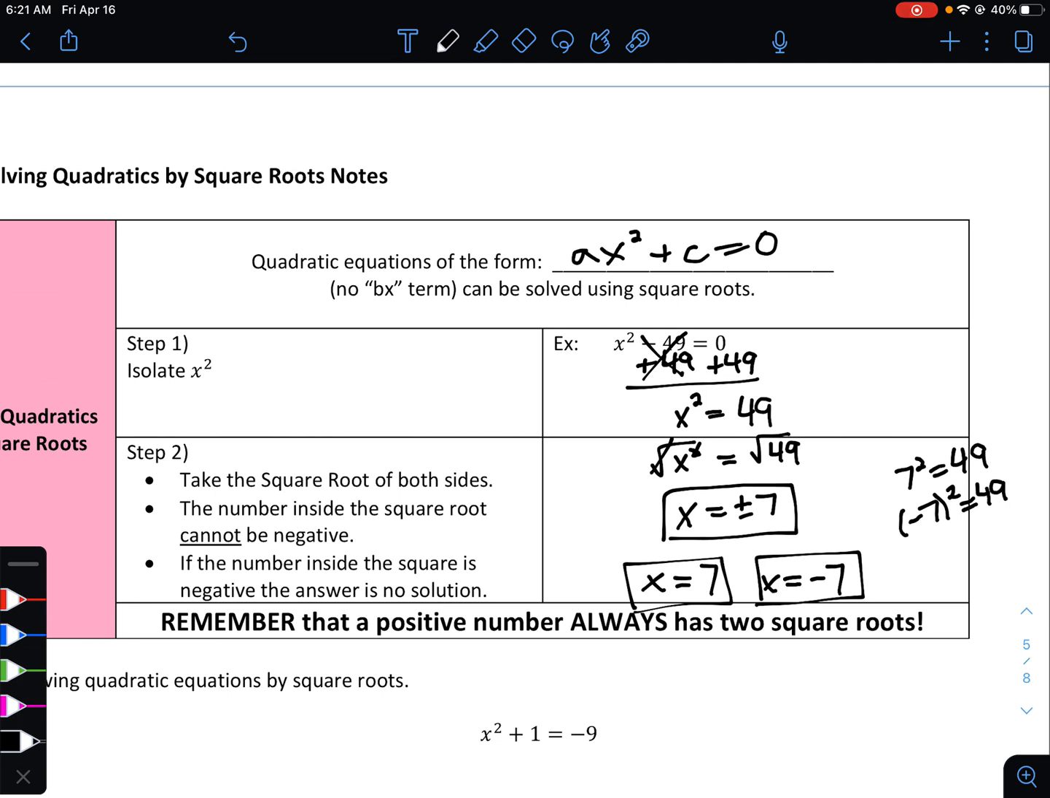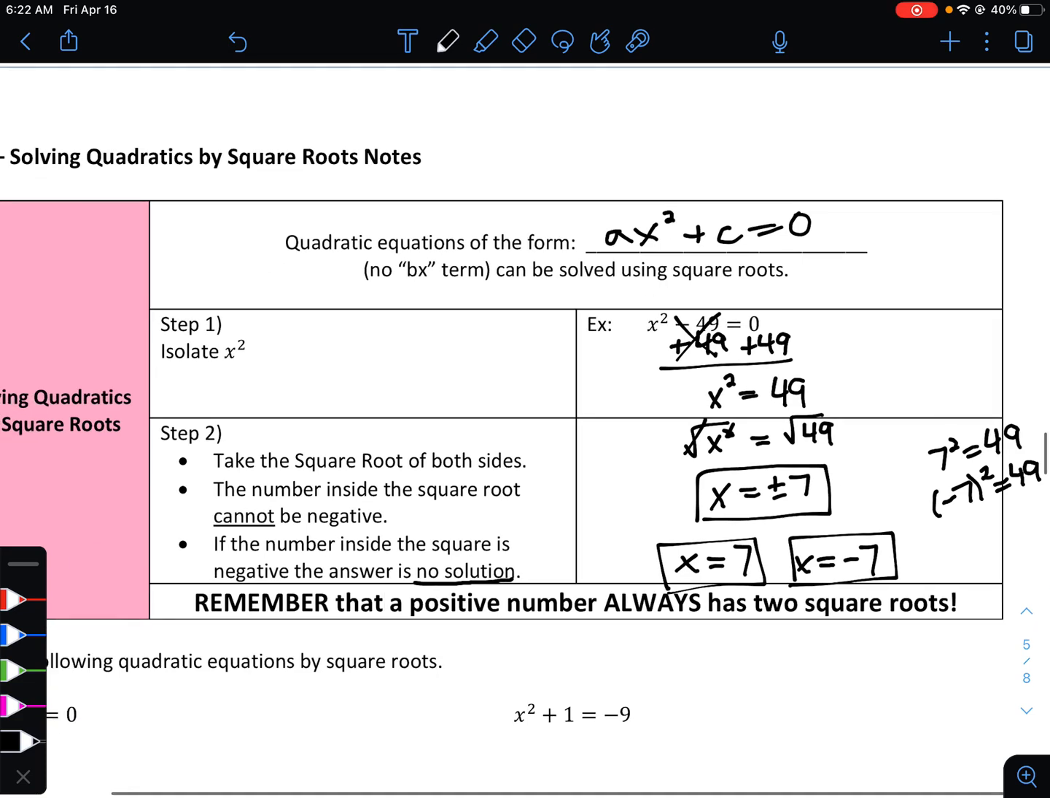Now, the other thing to mention is that you cannot have a negative underneath the square root sign. If the number inside the square root sign is negative, then what we're going to say is that there is no solution. So if you ever end up with a negative under the radical, that's going to be no solution. And then just remember, a positive number always has two square roots. That's what we talked about with that plus and minus.